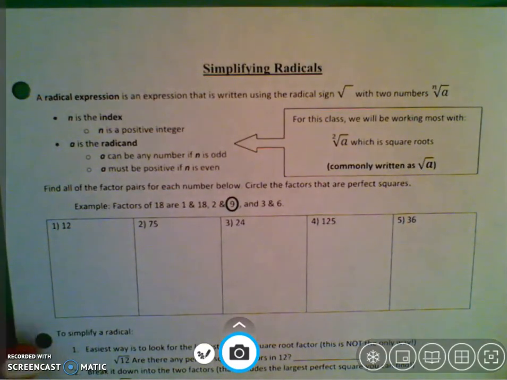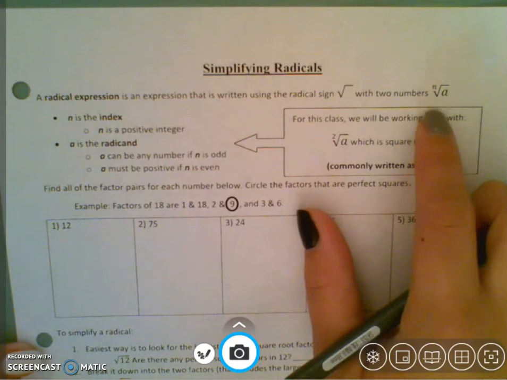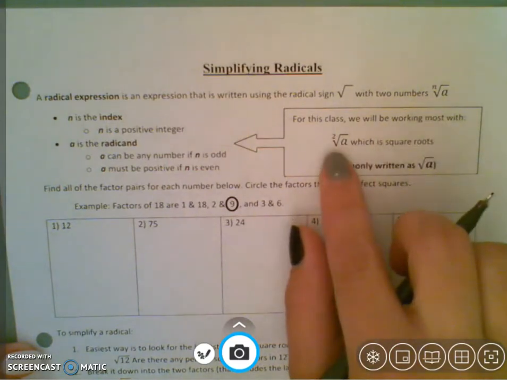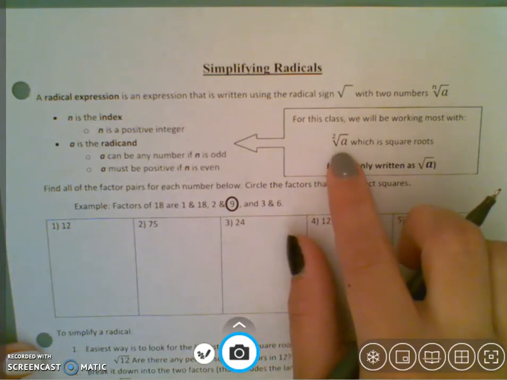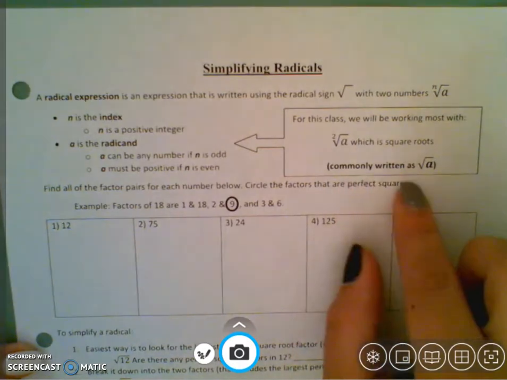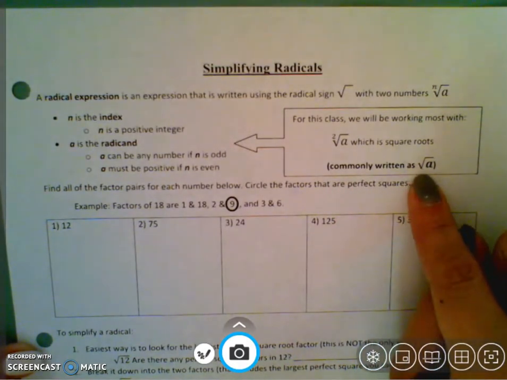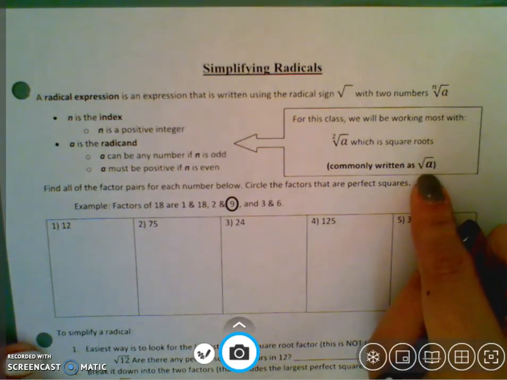Today we're learning about simplifying radicals, but first you have to know what a radical expression is. It's an expression that's written using a radical sign, and it has two numbers, n and its root a. For this class, we'll be mostly working with the square root of a, which the little 2 means is the square root, but it's commonly written without the little 2 as the index.